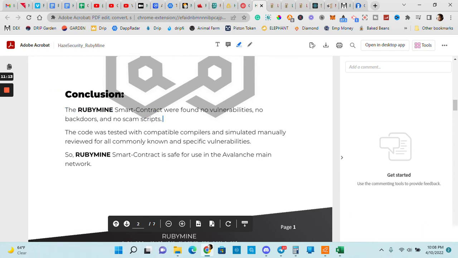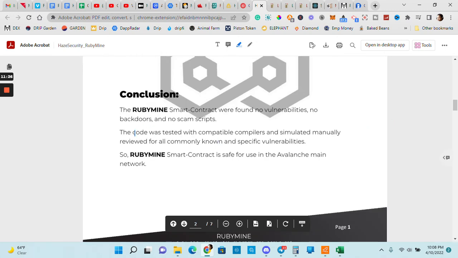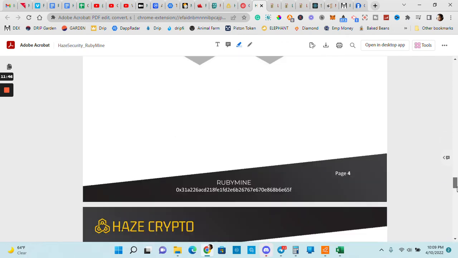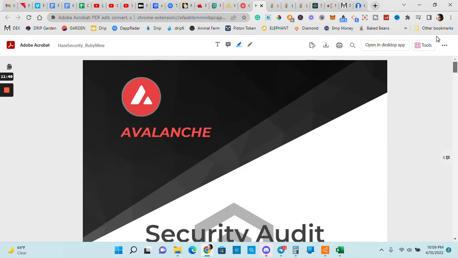What is wrong with this thing? All right. Anyways, the RubyMine smart contract were found no vulnerabilities and no backdoors and no scam scripts. Why isn't this working? Whatever. Okay. The code was tested with compatible compilers and simulated, manually reviewed for all commonly known and specific vulnerabilities. Okay, so RubyMine smart contract is safe for use in the Avalanche main network is the conclusion. You can come in here and look through all of this before you put in your money. You are welcome to do that and download it.